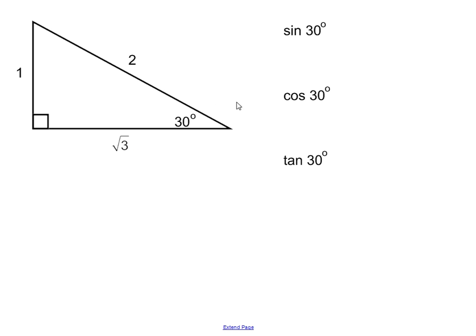So this is that same triangle. Now I'm going to do my trig ratios. The sine of 30 would be opposite over hypotenuse, so that's 1 over 2. The cosine is adjacent over hypotenuse, so that's the square root of 3 over 2. And the tangent is opposite over adjacent, which would be 1 over the square root of 3, but when we rationalize our denominator, we end up with the square root of 3 over 3. So now remember these numbers, because we're going to come back to them in a minute.